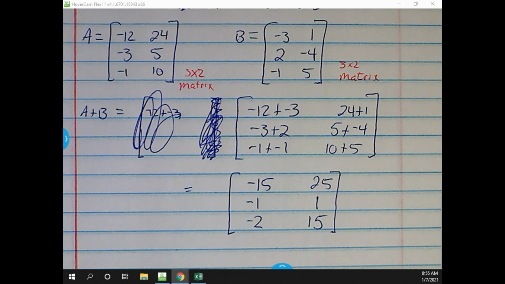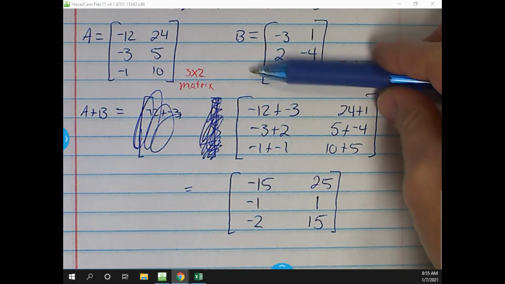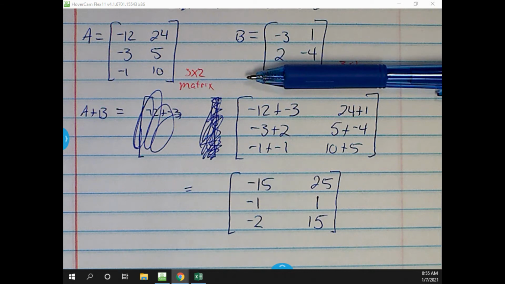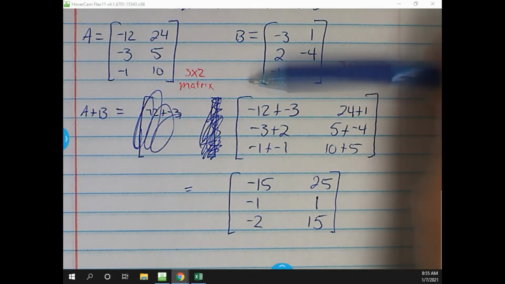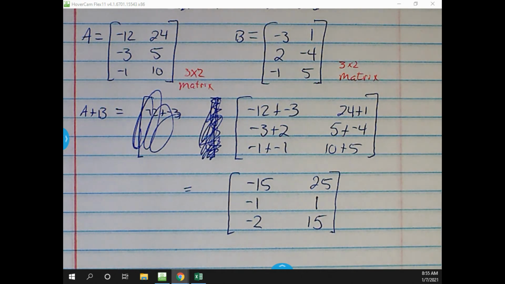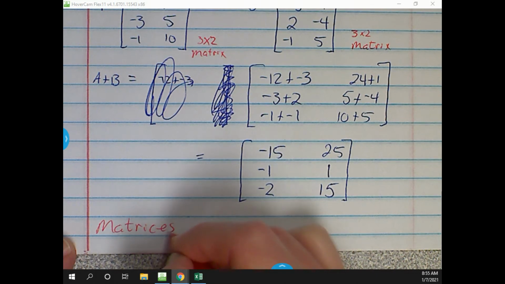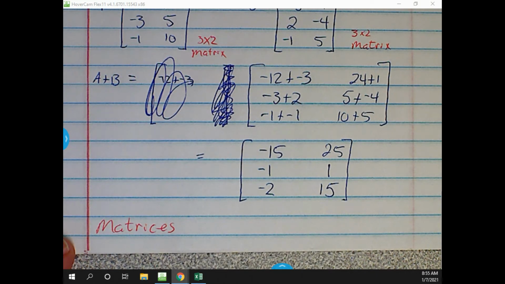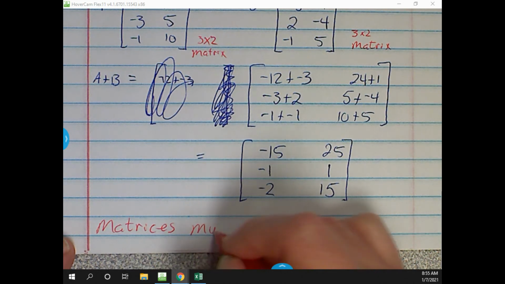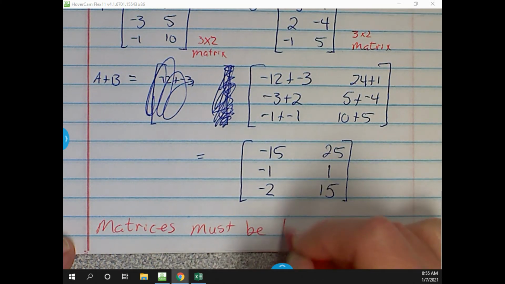So as long as they're the same size, you can add up any matrices that are the same size. If they're different sizes, you can't add them together, because if this one only had 2 rows and 2 columns, then all of a sudden these two don't have anything to match up to, so they have to be the same size before you can add or subtract them. The plural of matrix is matrices. So matrices must be the same size to add or subtract.